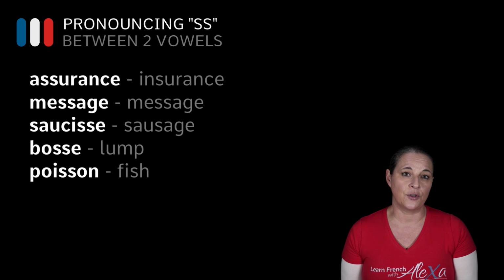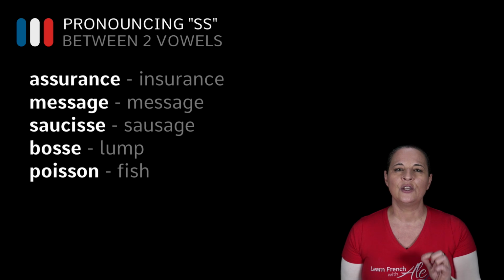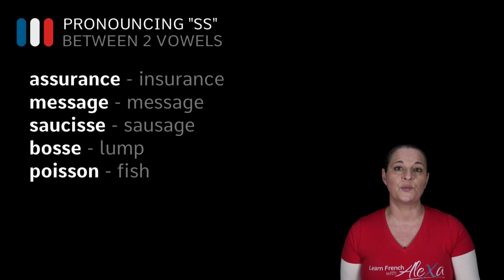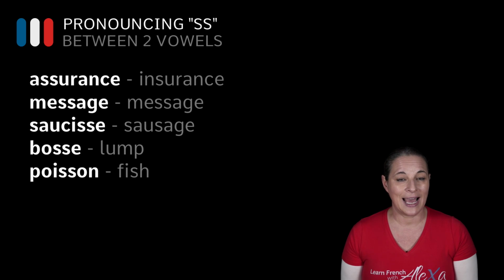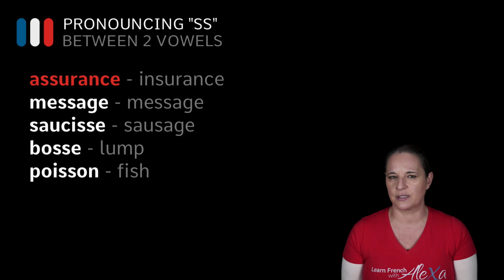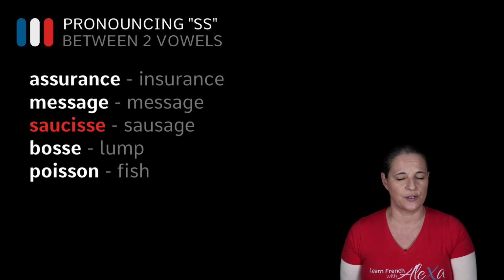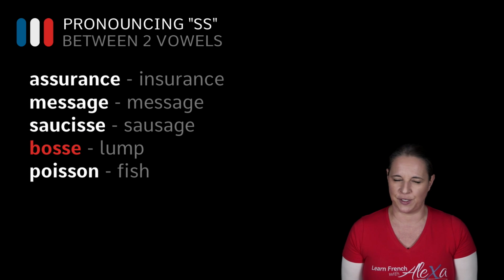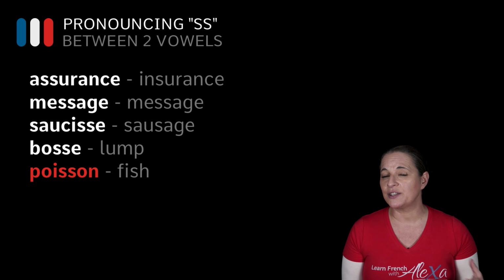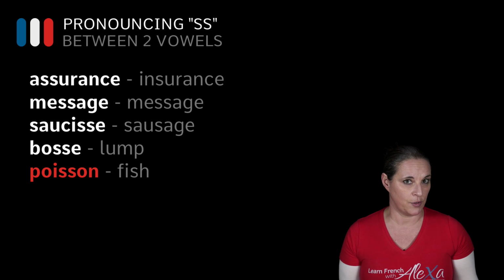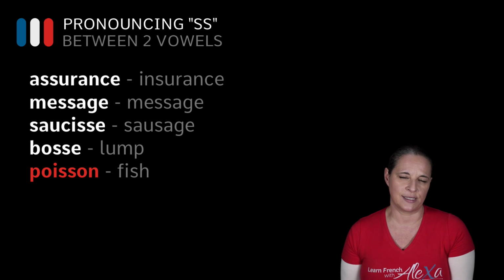The double S sound occurs when the sound S is needed in a word. It is placed between two vowels, okay? But we want the sound S and not Z. So we put a double S. Assurance, insurance. Message, message. Saucisse, sausage. Bosse, that's a lump. Poisson, fish. Can you see that? Earlier on I said poison, poison. Poisson has a double S, okay? We don't say poison, we say poisson.